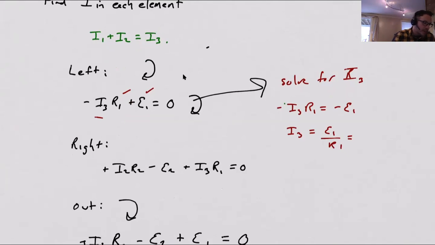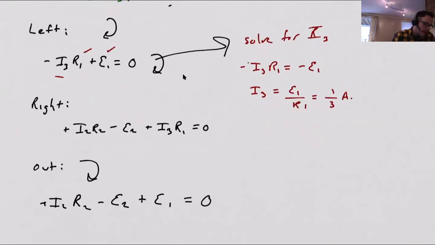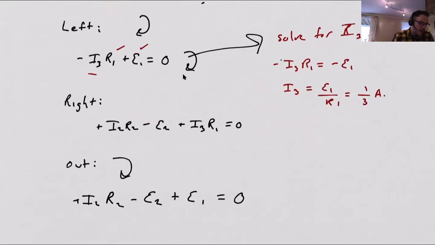R1 is the first resistor, 30. So this is 1/3 of an amp. Okay, we keep going to the right, or the one on the right. That one has both I2 and I3 in it. So let's pause on that one, because what if we jump down to the last one?